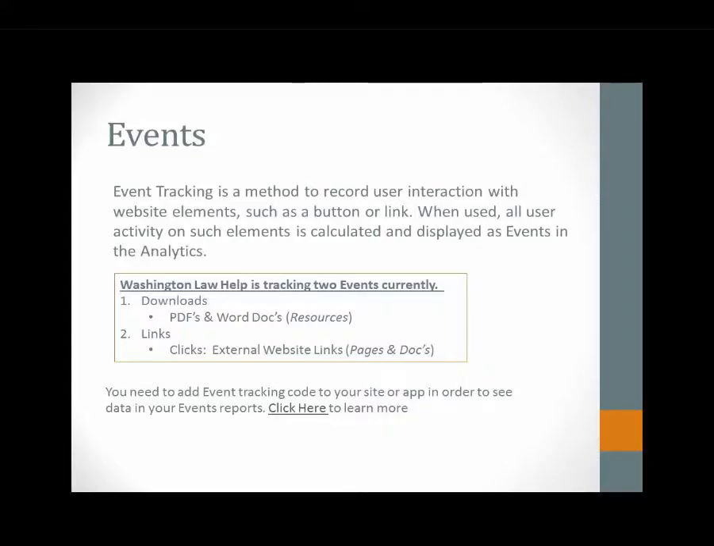The first one is called downloads. This includes the PDFs and the Word documents or the resources offered by the site. And the next one is links, and these are external website links going to pages or documents. There's a link in the presentation where you can learn more about events.